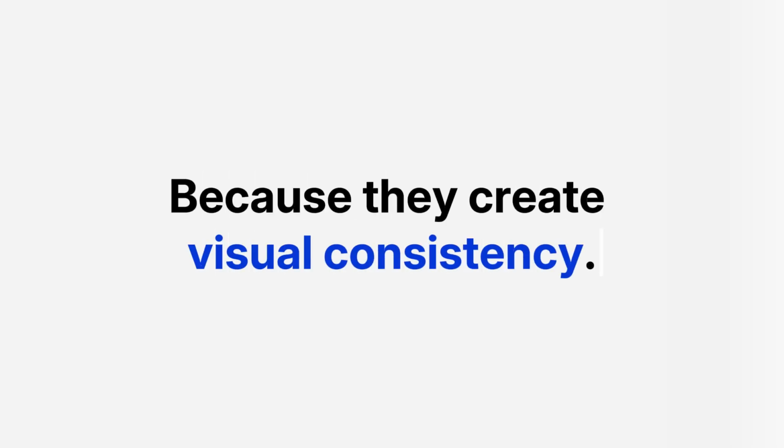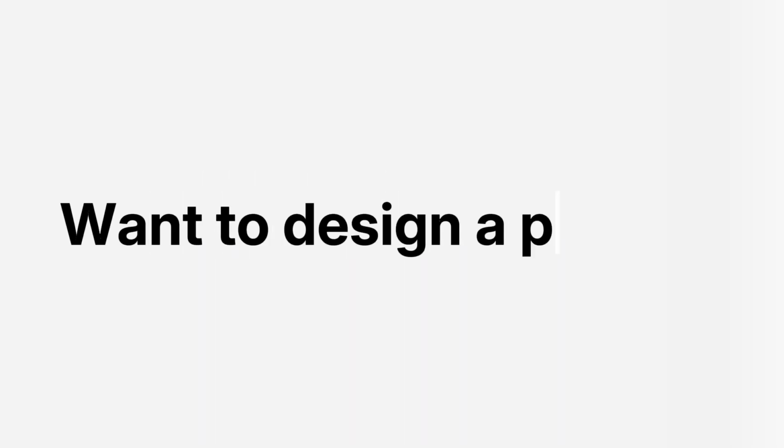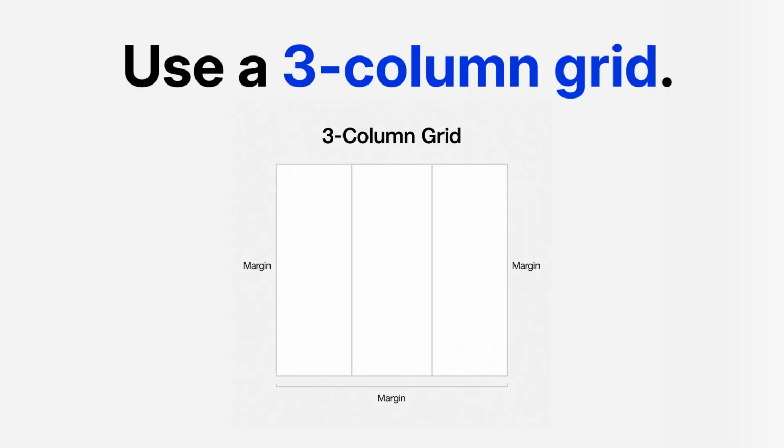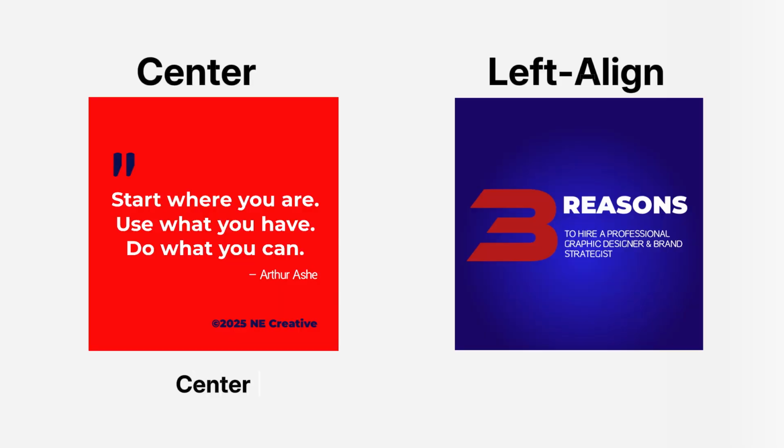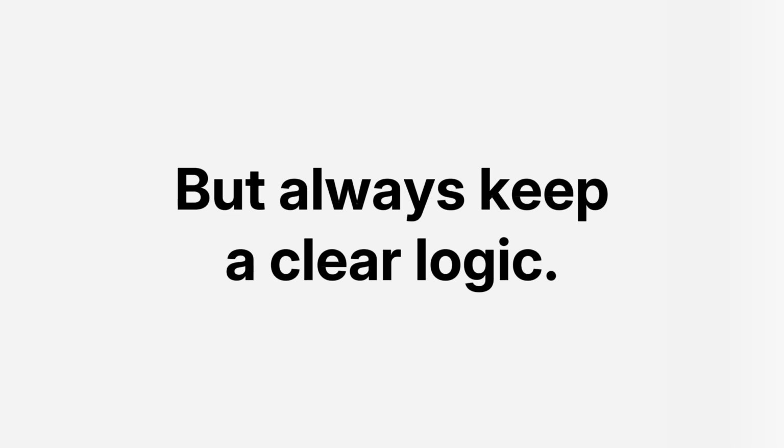Why? Because they create visual consistency. Want to design a poster? Use a 3-column grid. Designing for Instagram? Center your content or align it to the left. But always keep a clear logic.